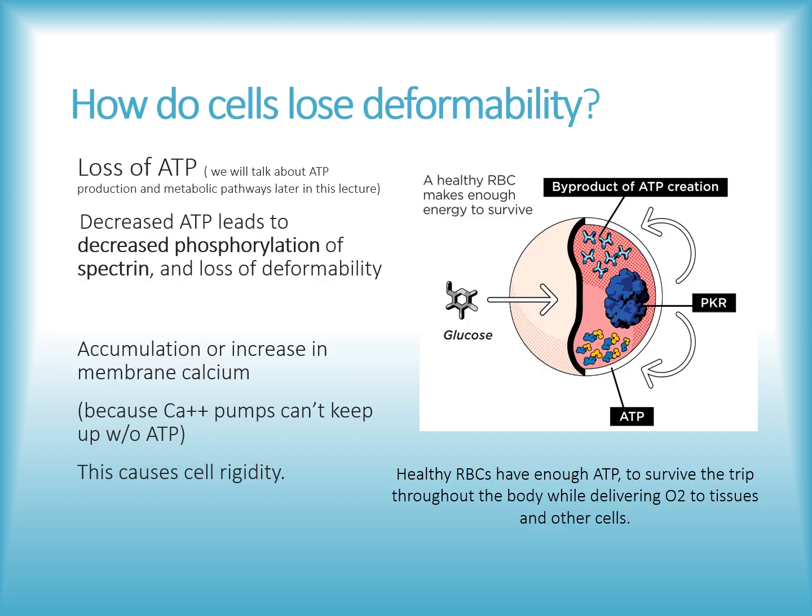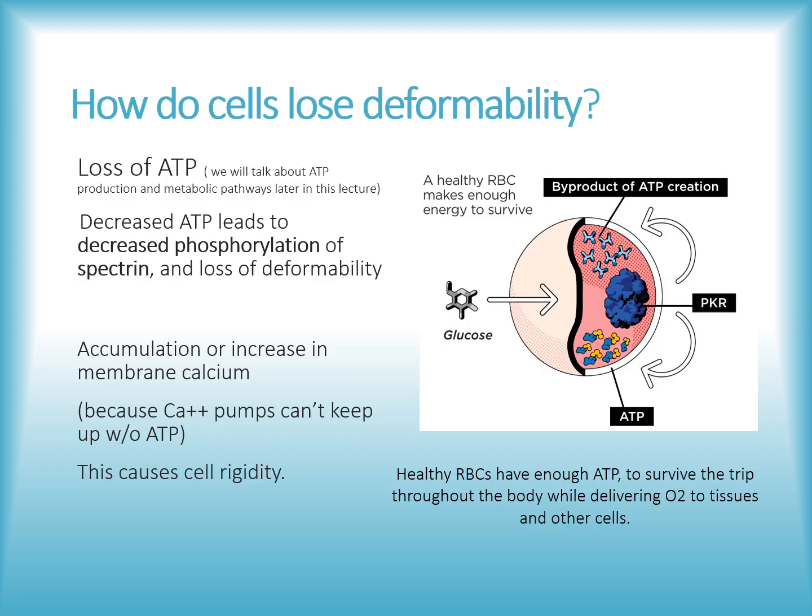Now remember, spectrin is the protein that helps the membrane maintain that biconcave shape and that deformability. We also know that calcium pumps within the cell membrane are dependent on ATP for function. They are not passive. And so as those calcium pumps can't keep up without ATP, calcium builds up in the membrane, it causes it to become rigid. And that decreases the deformability and the ability for our red cells to adapt with the shape.